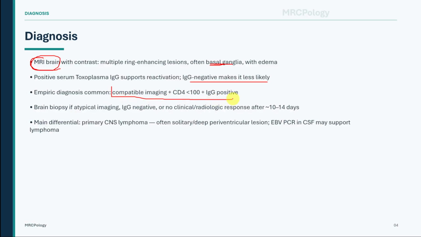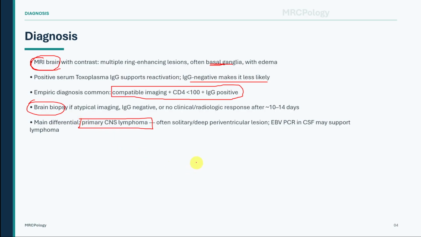Brain biopsy is not always needed at the beginning, but it becomes important if the imaging is atypical, if Toxoplasma IgG is negative, or if there is no clinical or radiological improvement after about 10 to 14 days of treatment. The main differential diagnosis is primary CNS lymphoma. Do not confuse these two in the exam.